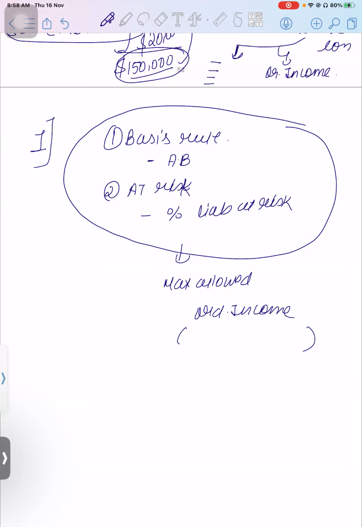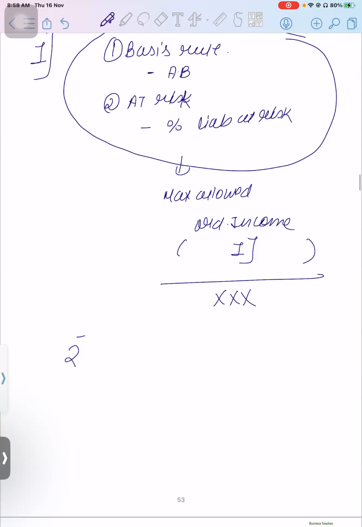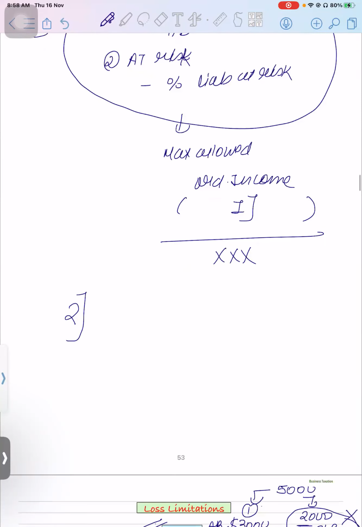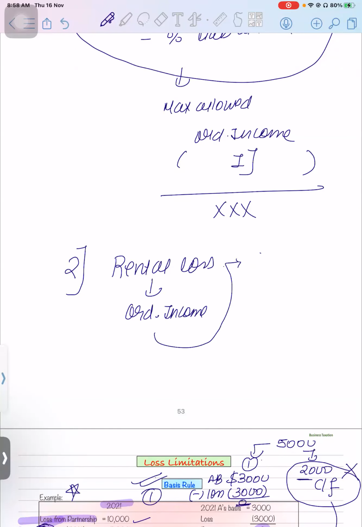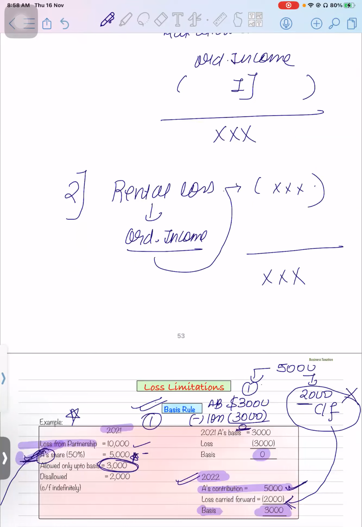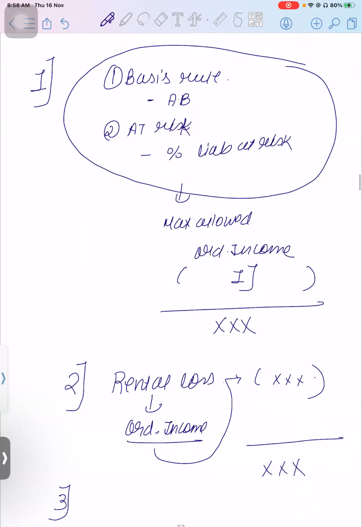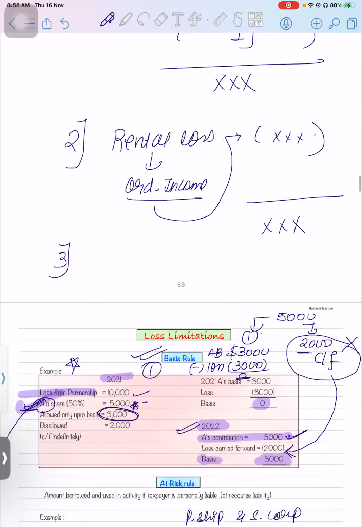Once you reduce this first thing, whatever is remaining, you will check for the second kind of loss, that is, do you have any rental loss? If yes, is there anything which is going to be reduced from ordinary income? We'll check the criteria for that. If yes, the second priority will be given to this loss. After you reduce the rental losses which need to offset against ordinary income, you will check the third step, your last step, that is your Schedule C losses.